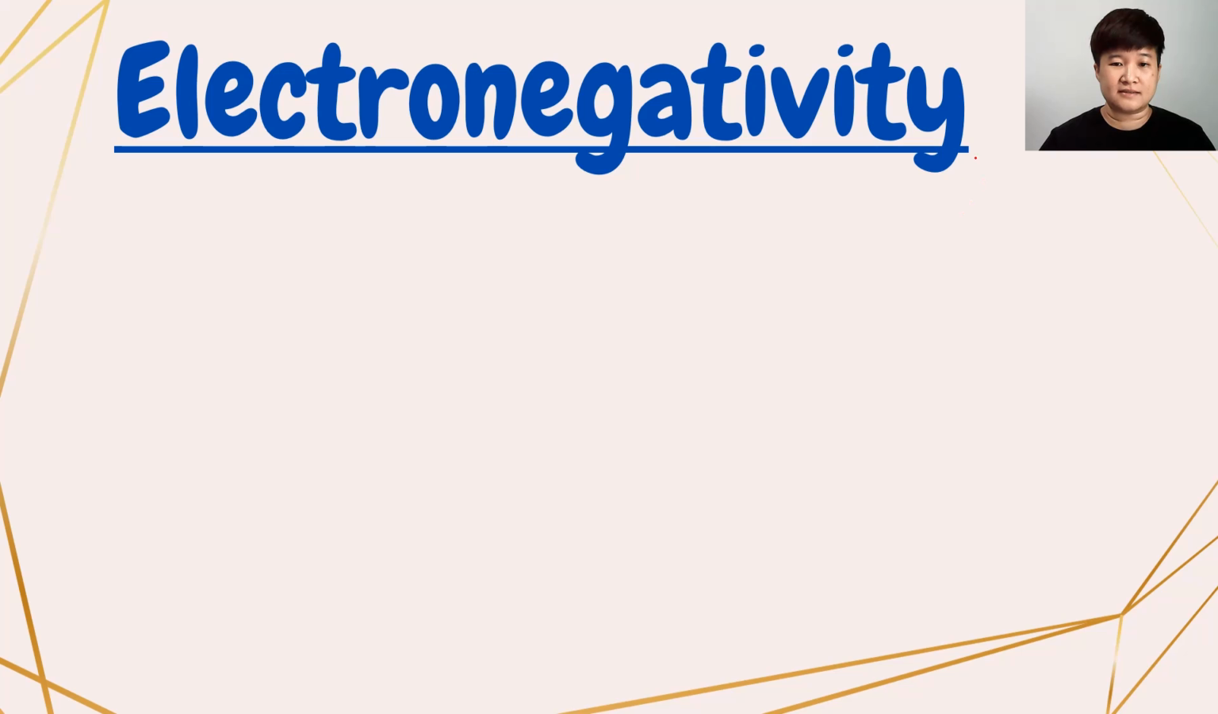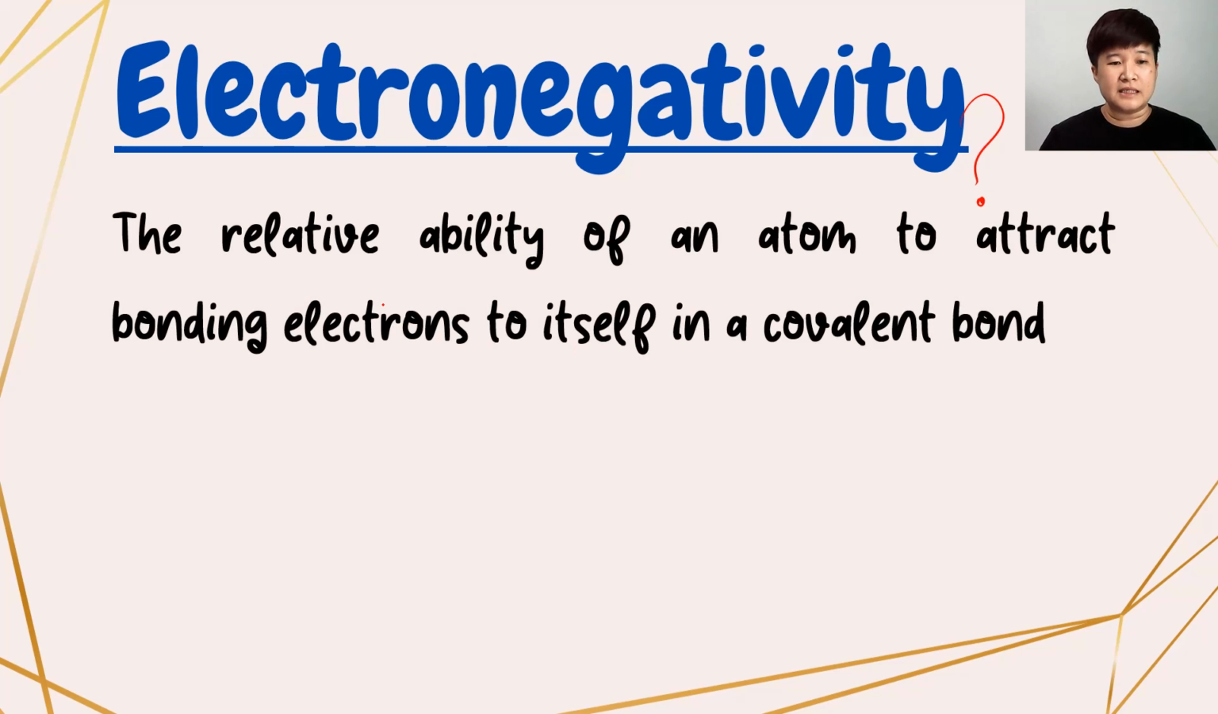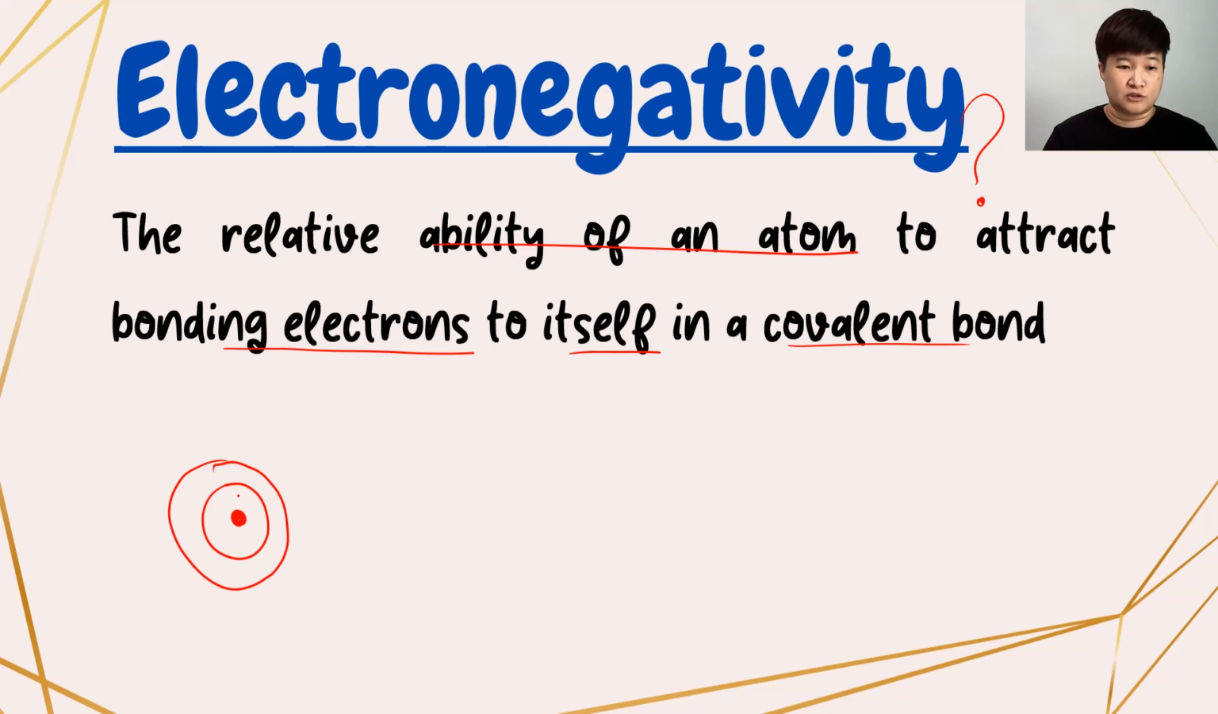Electronegativity. What is actually electronegativity? It's the ability of an atom to attract the bonding electron to itself in a covalent bond. In other words, it's actually the ability to attract an electron to go into the atom. So let's say this is my atom, and I have one electron at the outermost shell. So I have an electron out there that I want to attract to go in. Okay, so that is the electronegativity.